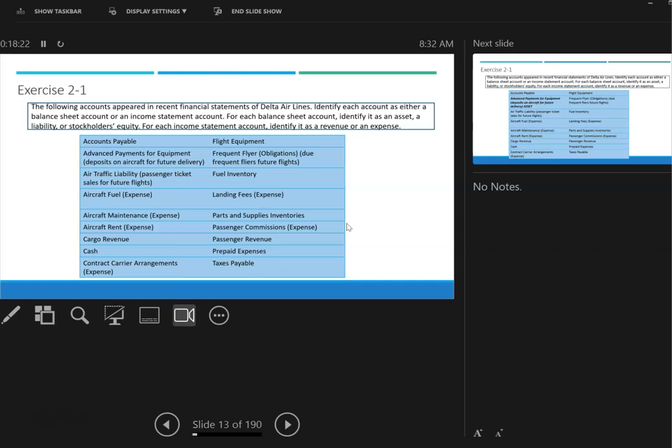Guys, I'm going to give you a real simple understanding. Assets equal liabilities plus owner's equity. That's the balance sheet.